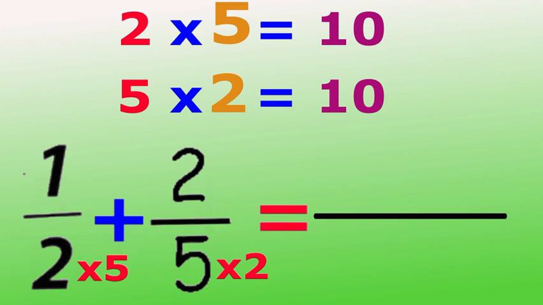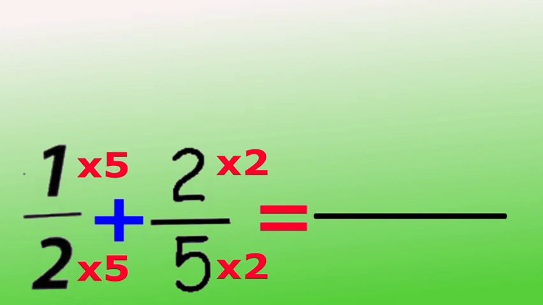But remember, in order for the value of the fraction to stay the same, if you multiply the denominator by a number, you must also multiply the numerator by that exact same number. We multiplied the first denominator by 5, so we must multiply the first numerator by 5. We multiplied the second denominator by 2, so we must multiply the second numerator by 2. Now let's write these results directly below our original fractions.